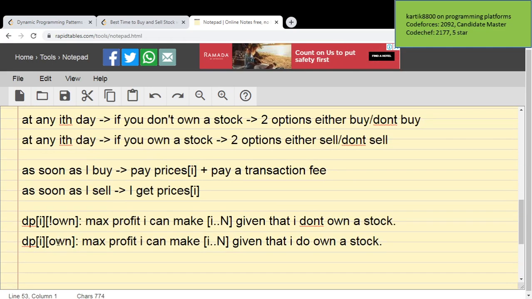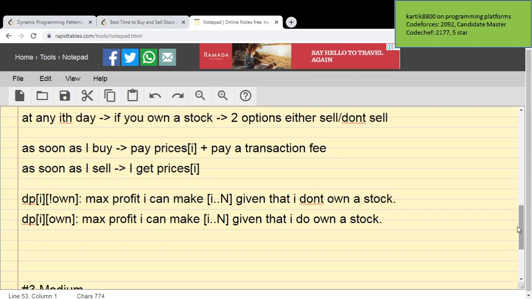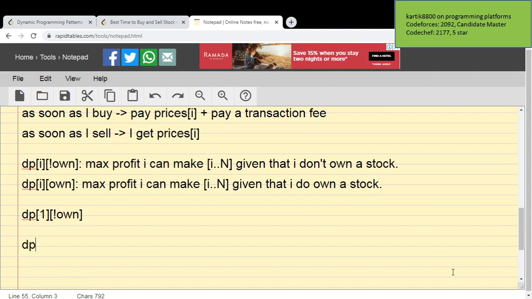Now, if you think about it, my problem statement was what is the maximum profit I can make from day 1 till day n, given that I don't own a stock, right? So that means by definition, my answer is DP of 1, comma, not own. That's as simple as that. That is my final answer, right? Let's build up the recurrences now.